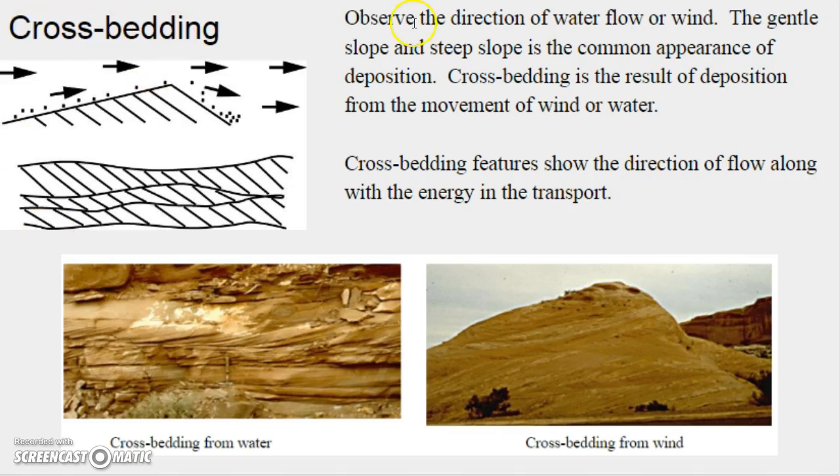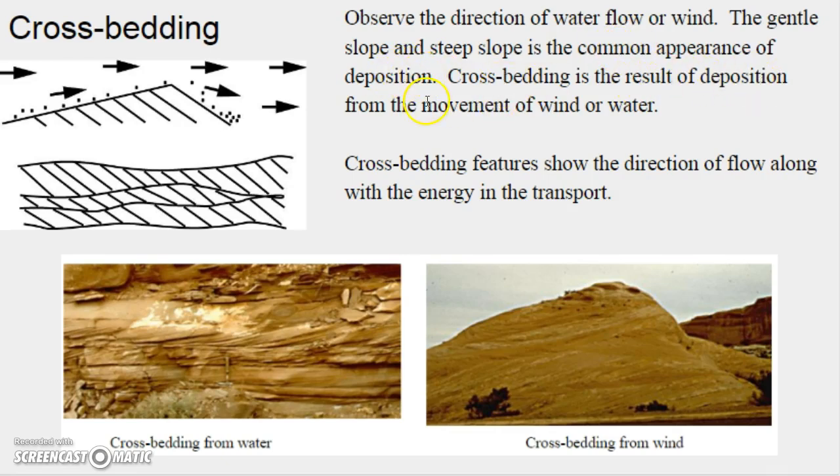Crossbedding is a structural feature that here we can look at; wind is traveling from the left to right. And we're going to get this characteristic pattern here. Observe the direction of water or wind flow. The gentle slope, right, we're going to start calling this the windward side, windward slope. And the steep slope here, what we'll call the leeward side, is a common appearance of deposition.